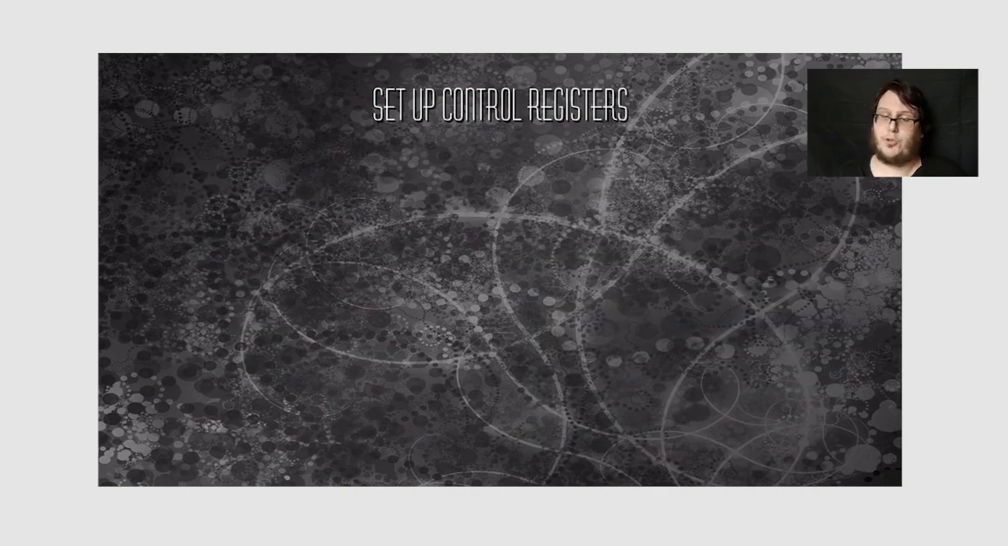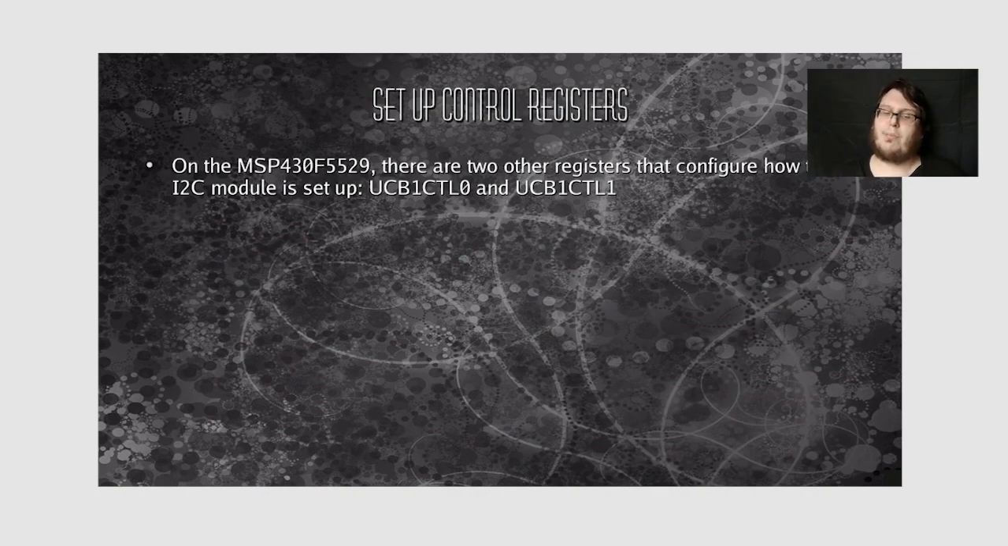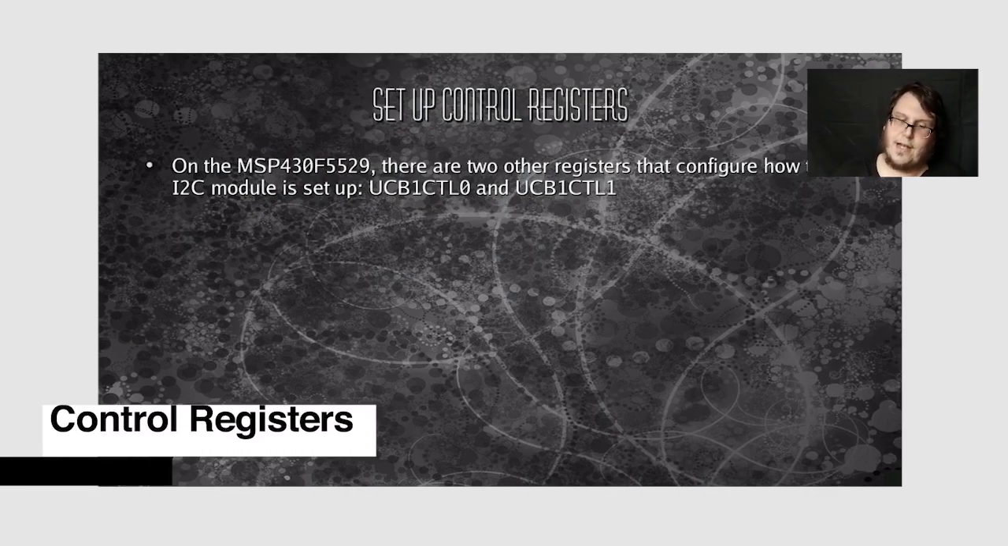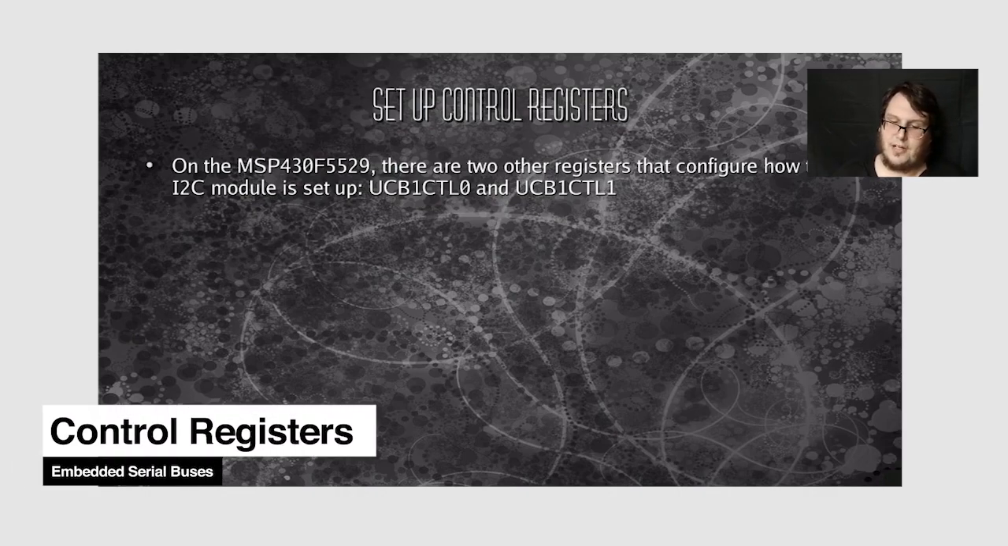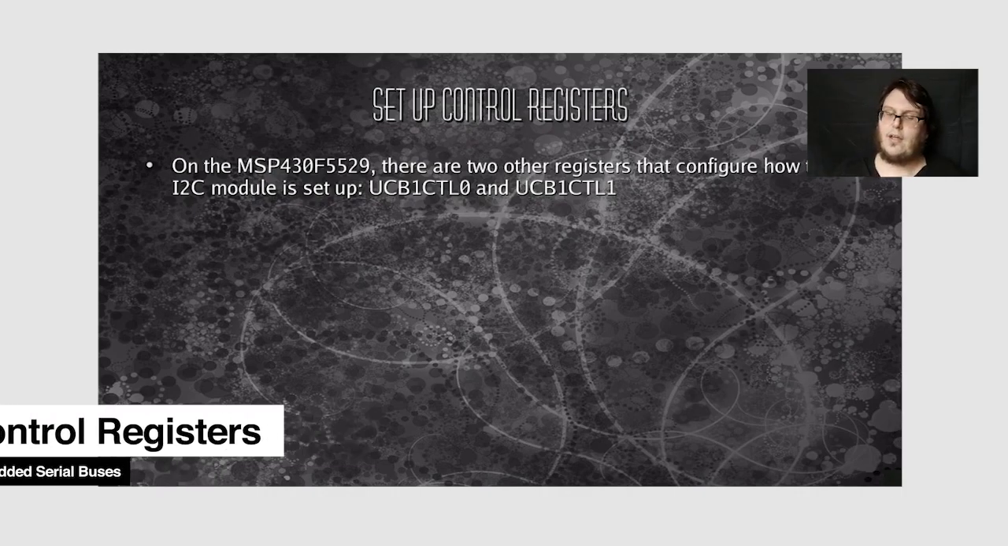After that, we need to set up the control registers. On the MSP 430, there's 2 control registers that configure how the I2C module is set up. Control 0 and control 1. Remember, we can ignore UCB1. That's going to be present in front of all of these register names.